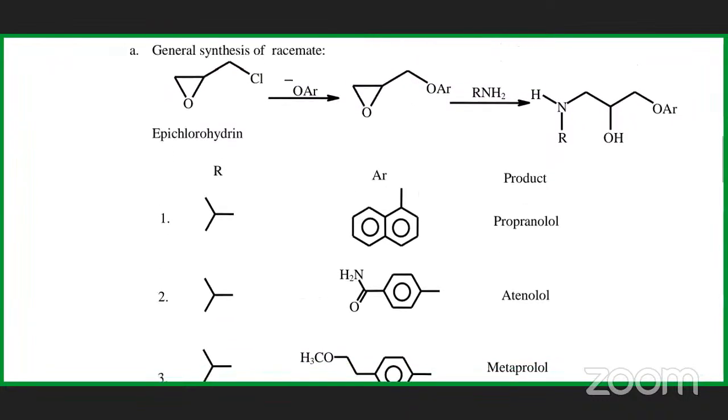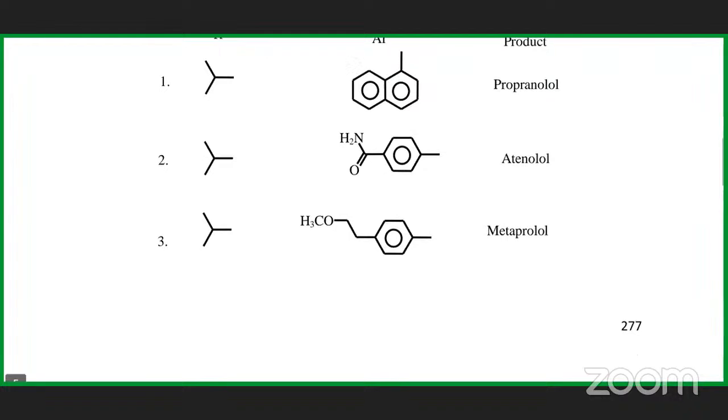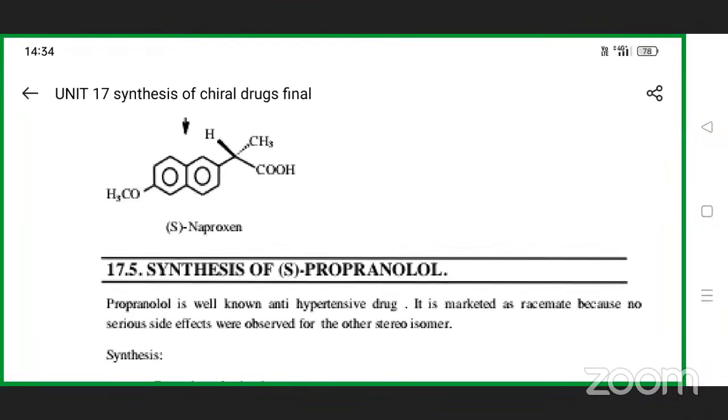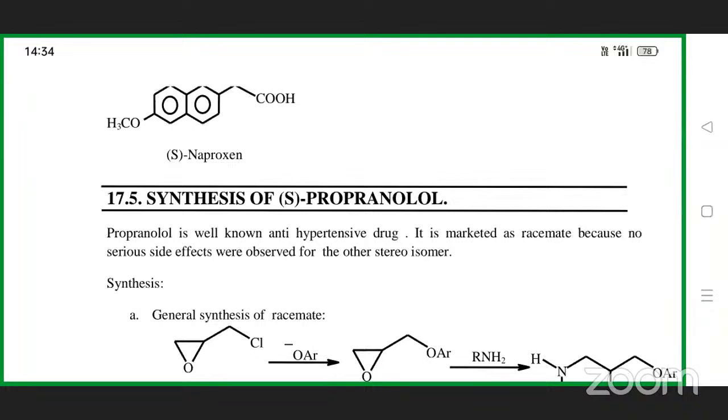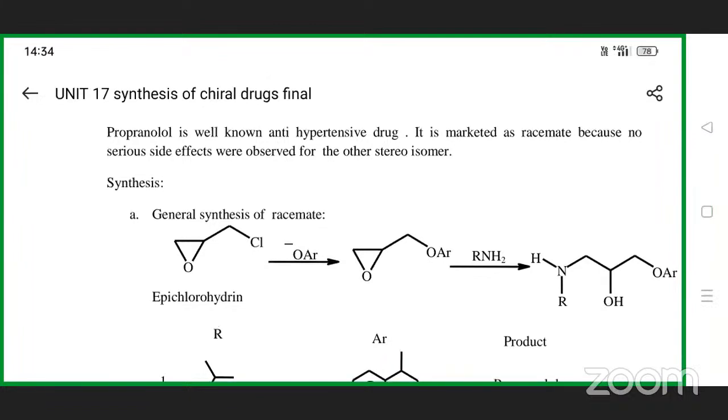Means you take that particular one in the place of Ar. Here you see you react with the OAr, this is the phenoxide ion. So in the place of the phenoxide ion, you take that methoxyethyl benzene. Then you get the metoprolol. So it is very easy to synthesize this propranolol, atenolol, and metoprolol here.